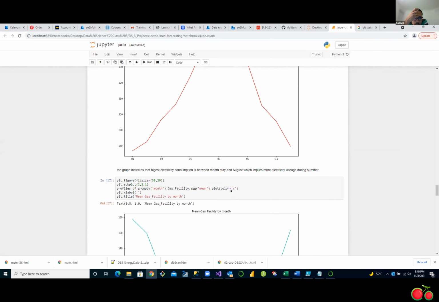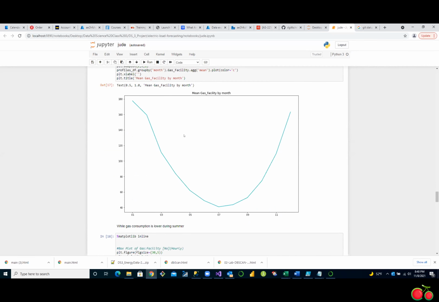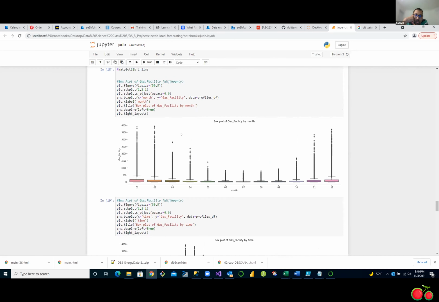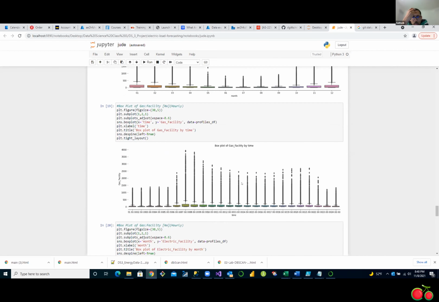Awesome. Scroll down. Then the gas too, you can see less gas during summer. Cool. High gas during winter. Scroll down. And then what did I do again? That's just the box plot to show how you use gas each month. Scroll down all the way.